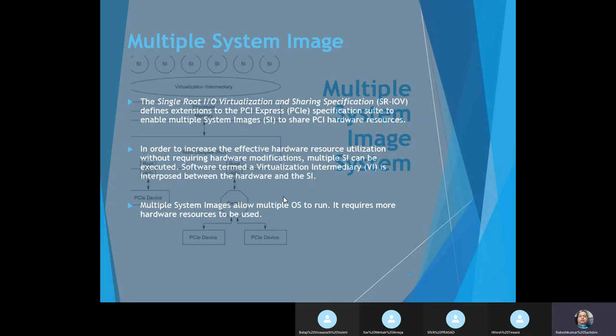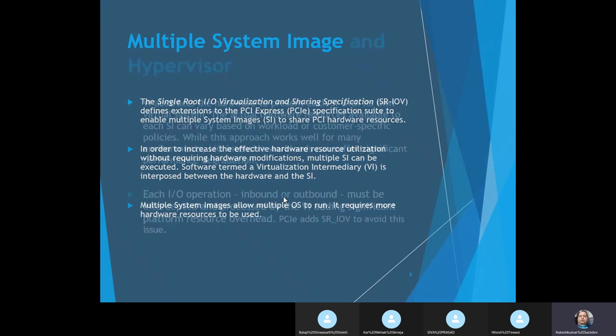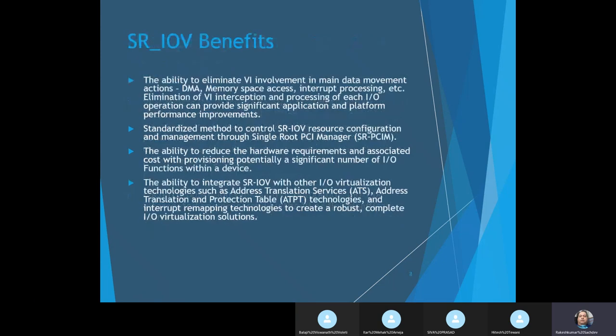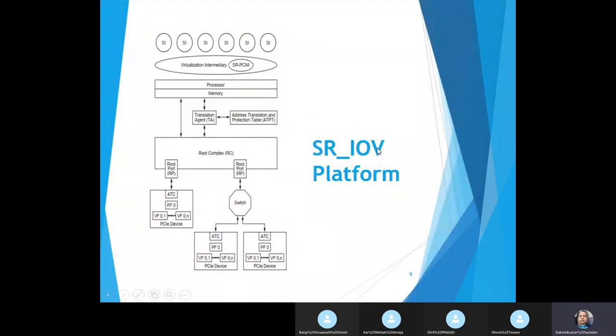Okay, so now this is the solution that PCI is providing. This is an SR-IOV platform. We have a system image, same way. We have a virtualization intermediary, the hypervisor, same way. Processor is there, memory is there, don't worry about this. Root complex is there, endpoint is there, just two endpoints. So everything is the same.